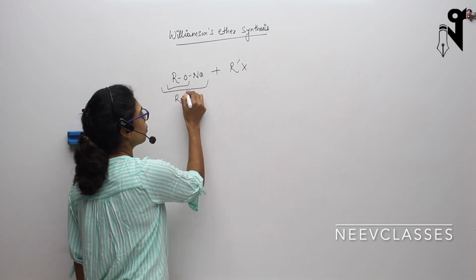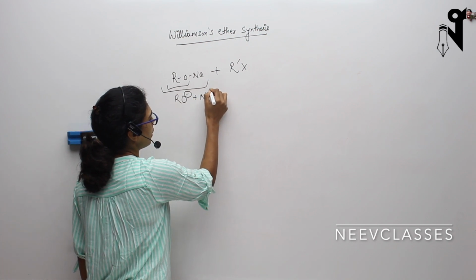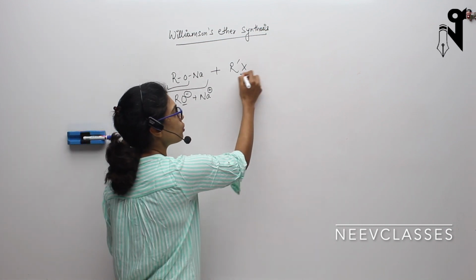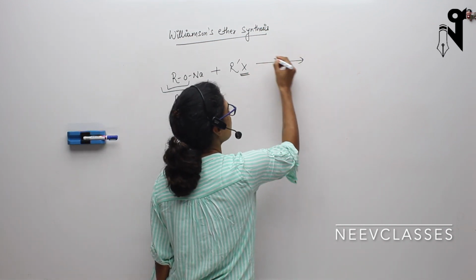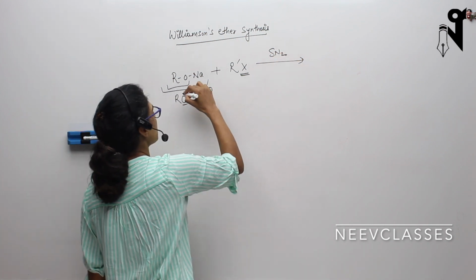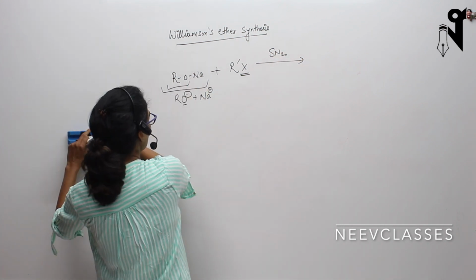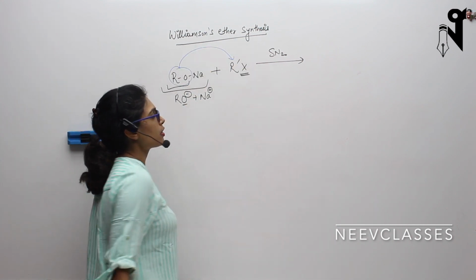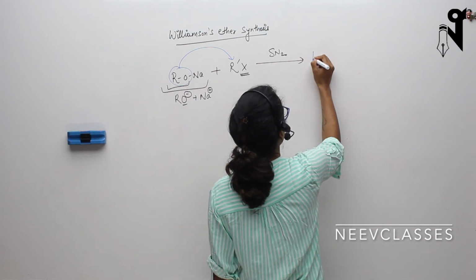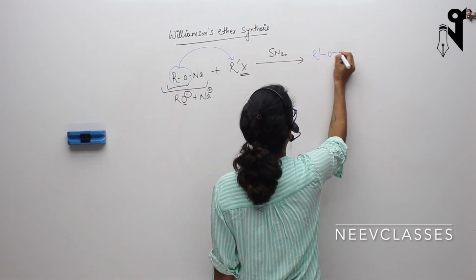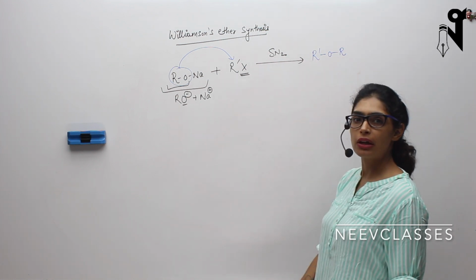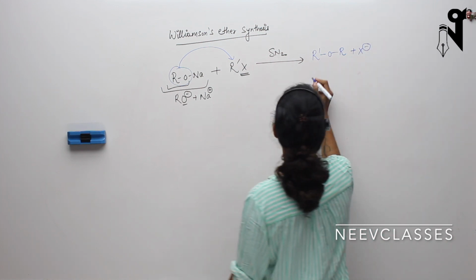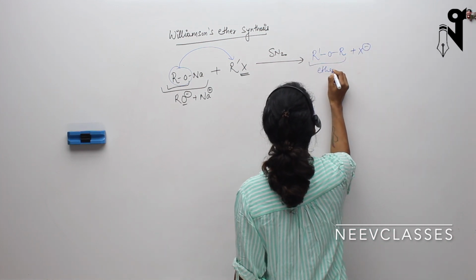You can also treat it as RO minus and Na plus. And obviously your RO minus is a much better nucleophile as compared to X minus over here. So this reaction will proceed through the SN2 mechanism. This RO minus will do a back attack on R'X, forming R'OR. That means ether formation will take place and X minus will come out. This is a simple SN2 mechanism.